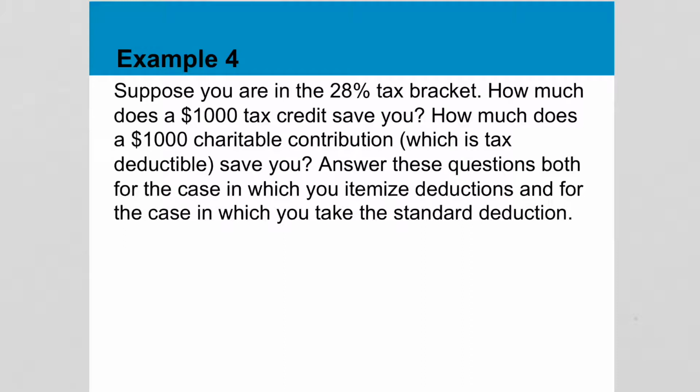Example 4 says, suppose you are in the 28% tax bracket. How much does a $1,000 tax credit save you? How much does a $1,000 charitable contribution, which is tax deductible, save you? Answer these questions both for the case in which you itemize and which you take the standard.